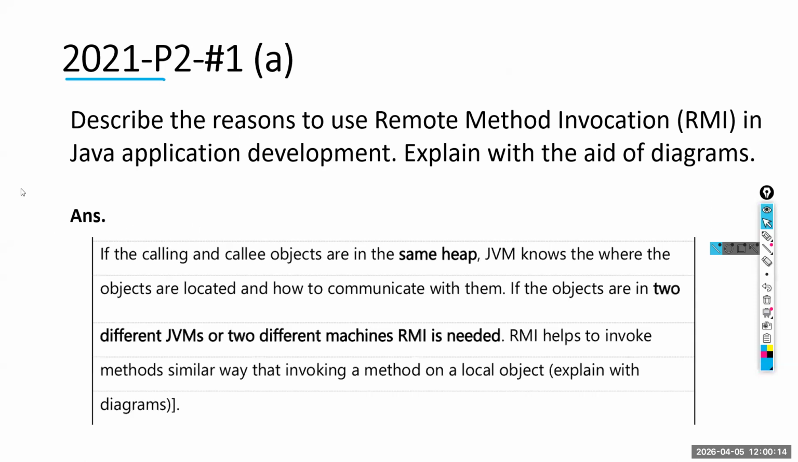Okay. Right. If the calling and callee objects are in the same heap, heap means the same JVM, the JVM knows where the objects are located and how to communicate with them. If the objects are in two different JVMs, that is what the question is, or two different machines, RMI is needed. RMI helps to invoke methods in a similar way to invoking methods on local objects. Explain with diagrams. So that means you need to explain things like stubs, skeletons, and so on. But this is a very minimal answer. Usually the examiner will expect a more detailed answer, right? More detailed answer with the help of a diagram.